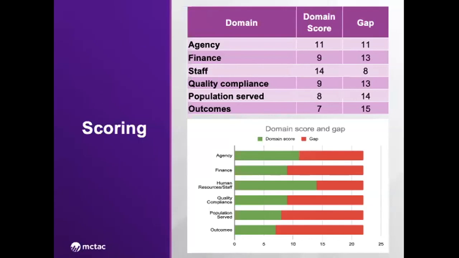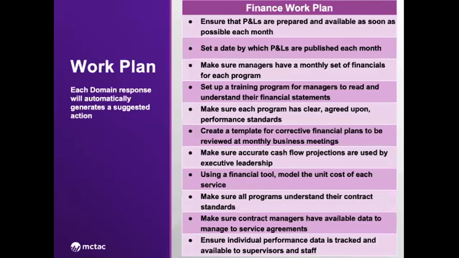So the tool itself then generates automatically a score against each of those domains. There's a nice graphic to be able to see how you scored, and the reds are if you scored no. The green is if you scored in progress or yes. And then finally, what it begins to do, if you go to the next slide, is generate a list of recommendations. So anything that scored 0, it's suggested. So if the finance question was, do you prepare profit and loss statements on a monthly basis? The answer is no. Then the work plan would suggest that you do prepare them.